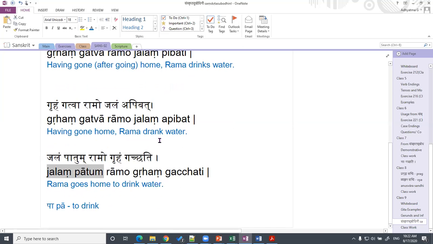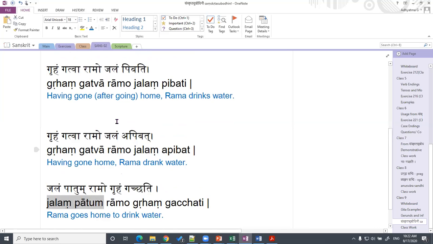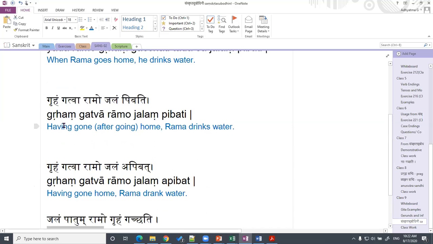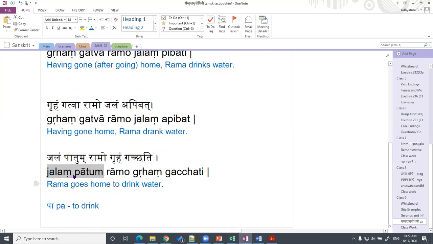So they convey a similar meaning, not exactly the same. Here it's simply saying that having gone home, Rama drinks water. But here it is saying Rama goes home to drink water. That means the purpose is stated. He may or may not drink the water; that part is not completed here. But in the first sentence that part is completed. He has gone home and he drinks water. Here it is simply showing the purpose, that to drink the water he is going home.